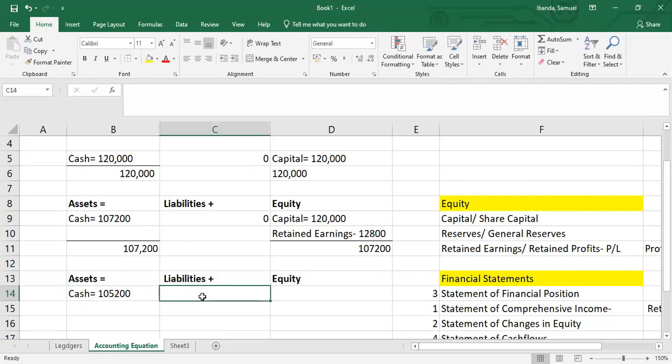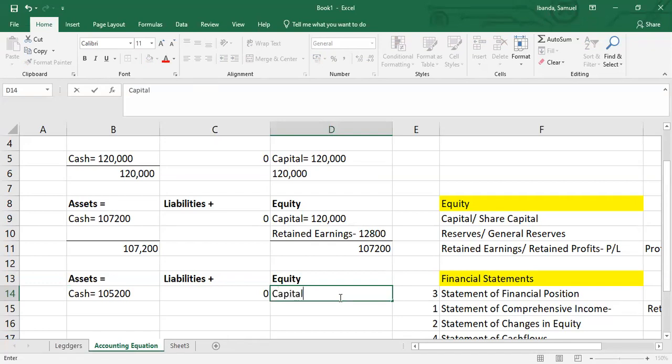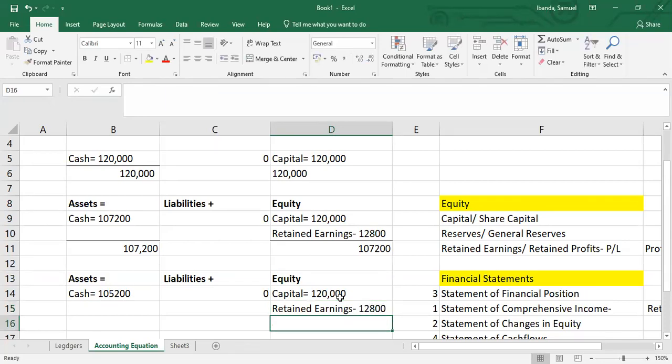Does this transaction affect my liabilities? No. Why? I'm paying by cash. Does this transaction affect my capital? No, it doesn't, because there's no owner's contribution. The same thing with the retained earnings. In this case, this is not an expense. If you're buying inventory, inventory is not an expense because you've not yet utilized the inventory.